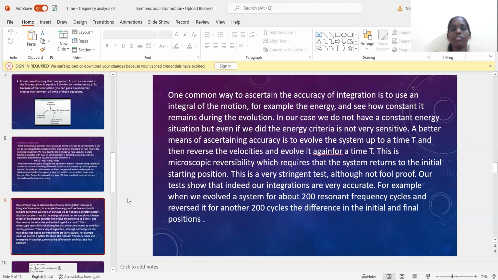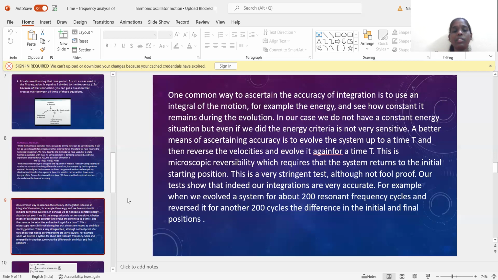A better means of ascertaining accuracy is to evolve the system up to a time t, and then reverse the velocities and evolve it again for a time t. This is microscopic reversibility, which ensures that the system returns to the initial starting point. This is a very stringent test, although not foolproof.